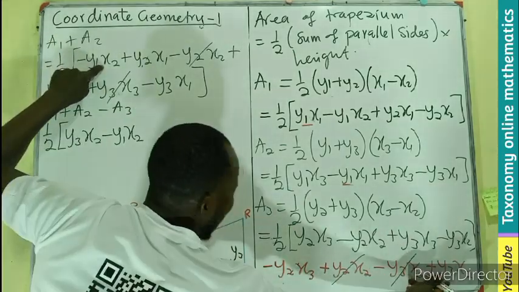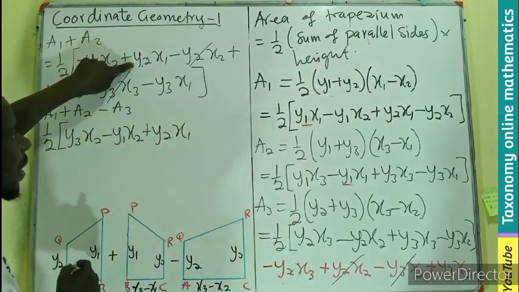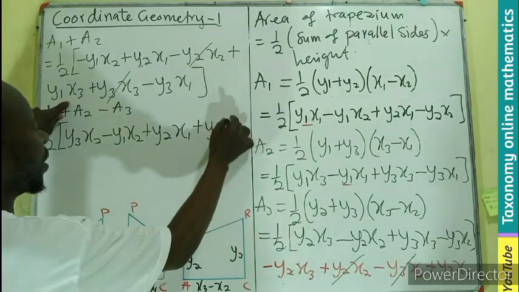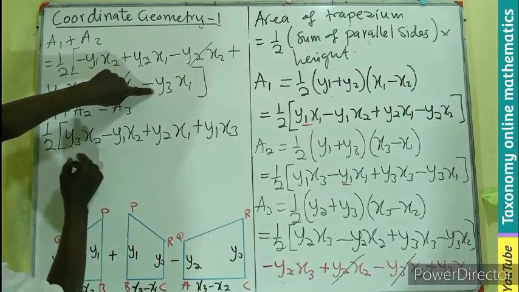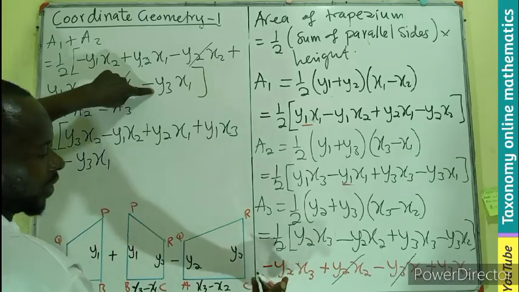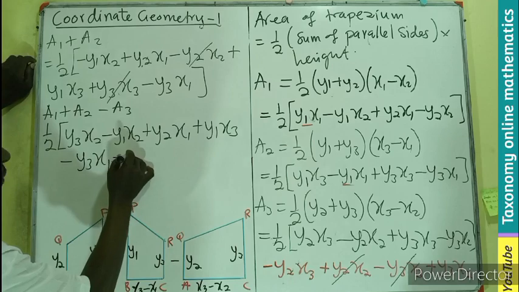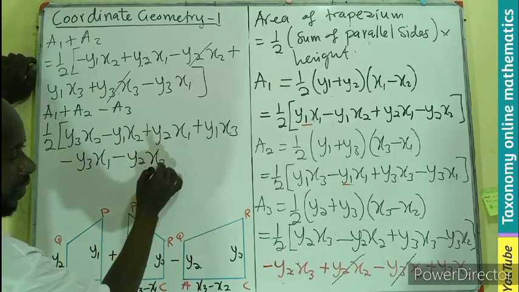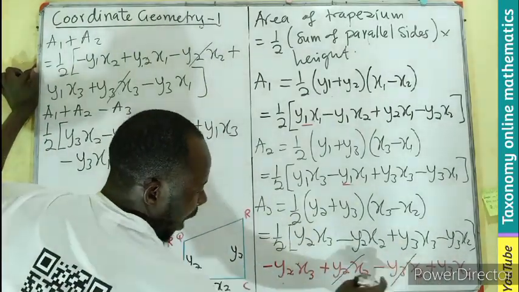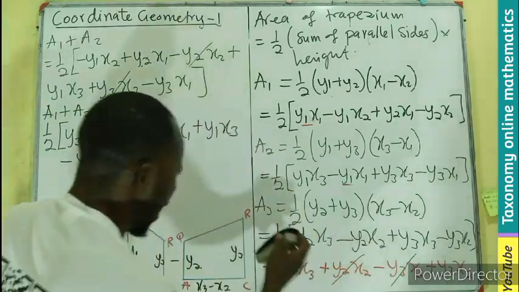Since this and this has been taken, let's pick our y2 x1. Where is this? Let's pick our y1 x3. Then pick our negative y3 x1. Since this is coming as a negative, we have our negative y2 x3. What again is left? This is gone. These two are cancelled. This one comes here. Okay, so let's see how we can group that.